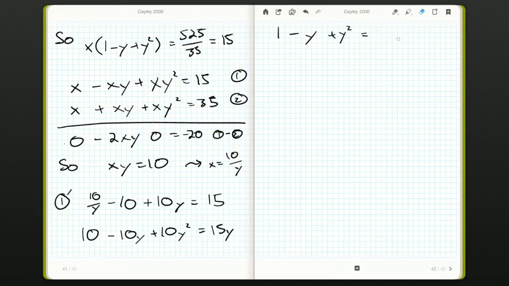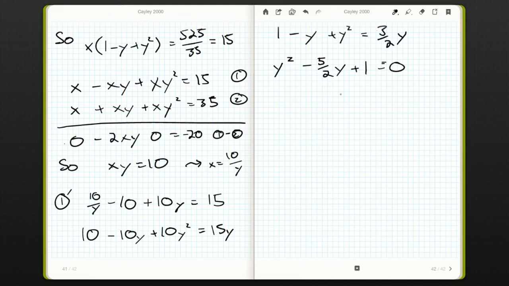Decimals are not particularly helpful, especially in the middle of a question. It's okay at the end if you want to round everything, but keep everything as exact as possible until the end. So 15 over 10, that's the same as 3 over 2. So I can rearrange and say y squared minus 5 over 2 y plus 1 equals 0.